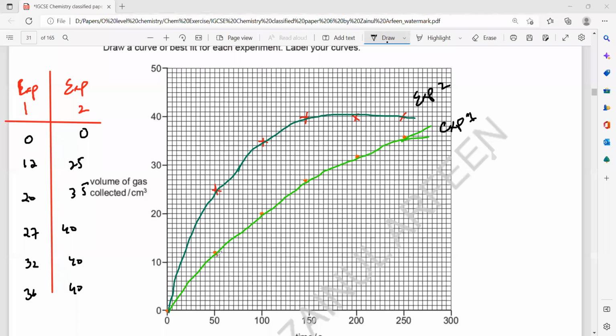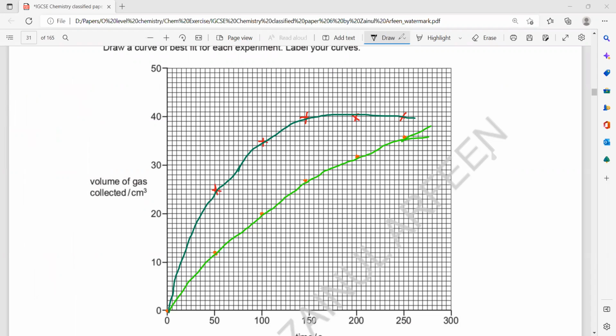Encircle the dot, it's fine. It's up to you. If you want to encircle, that's also fine. If you want to even encircle all, it's fine. It does not make a difference. Now, these are the two graphs which we plotted. So we have experiment 1 and we have experiment 2.